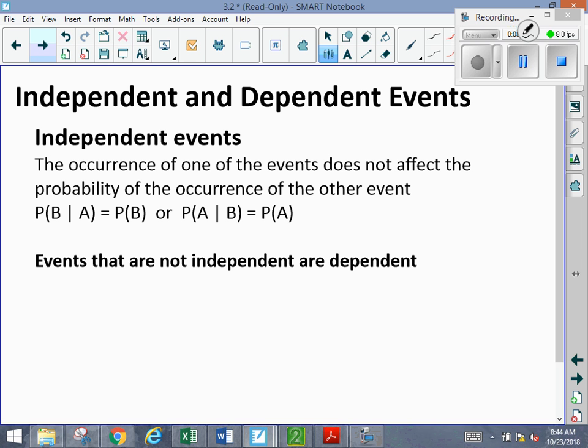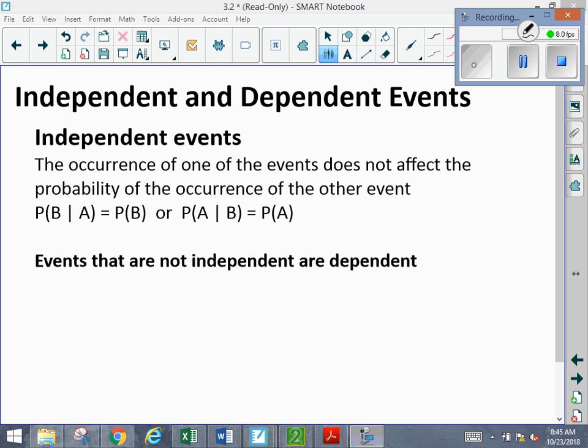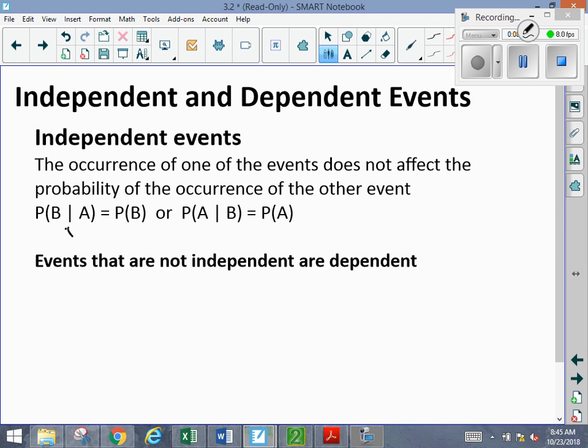You might have heard the term mutually exclusive. It gets used with things that aren't probability. And I don't think I said that expressly: what does this little line mean? It means given. So you would say this as the probability of B given A.